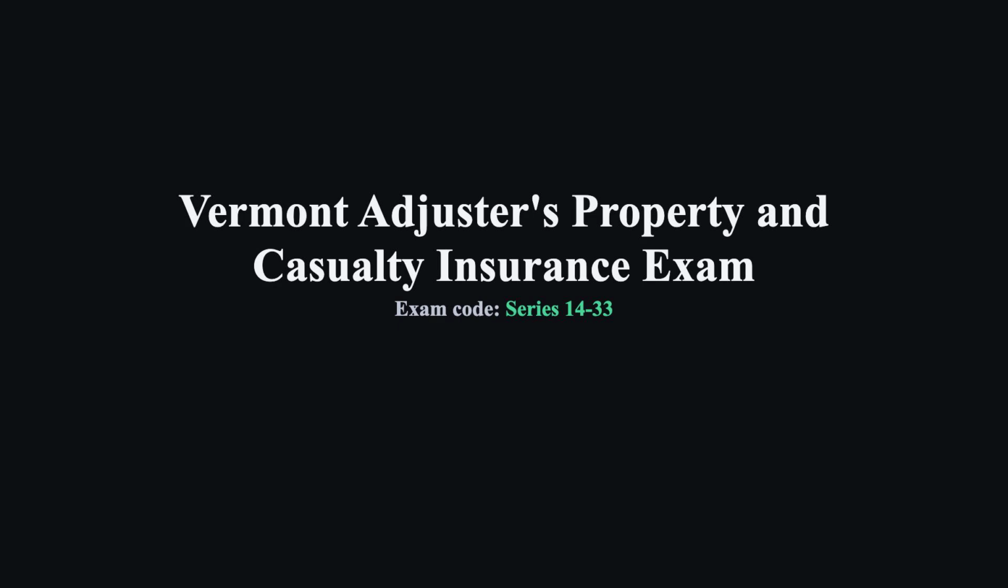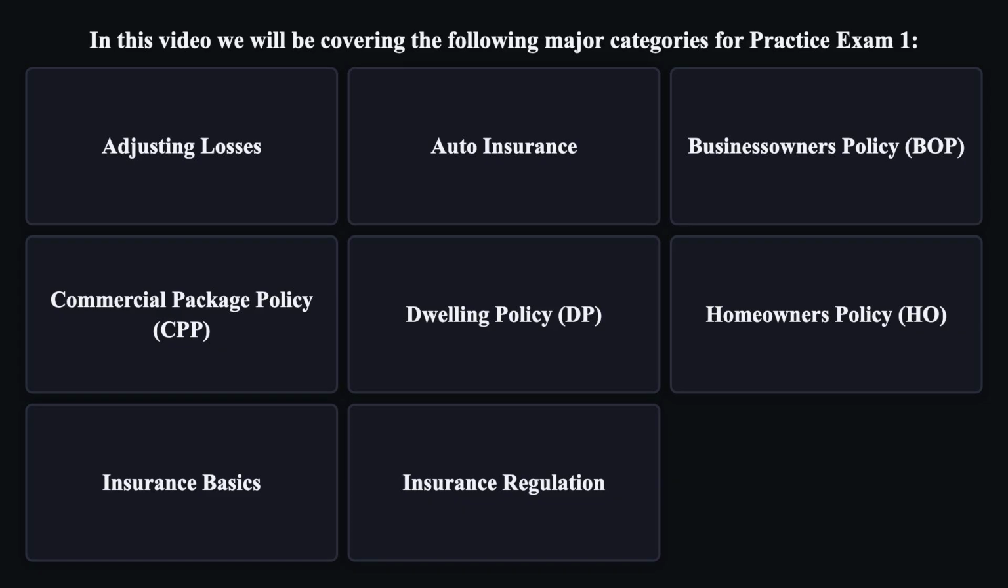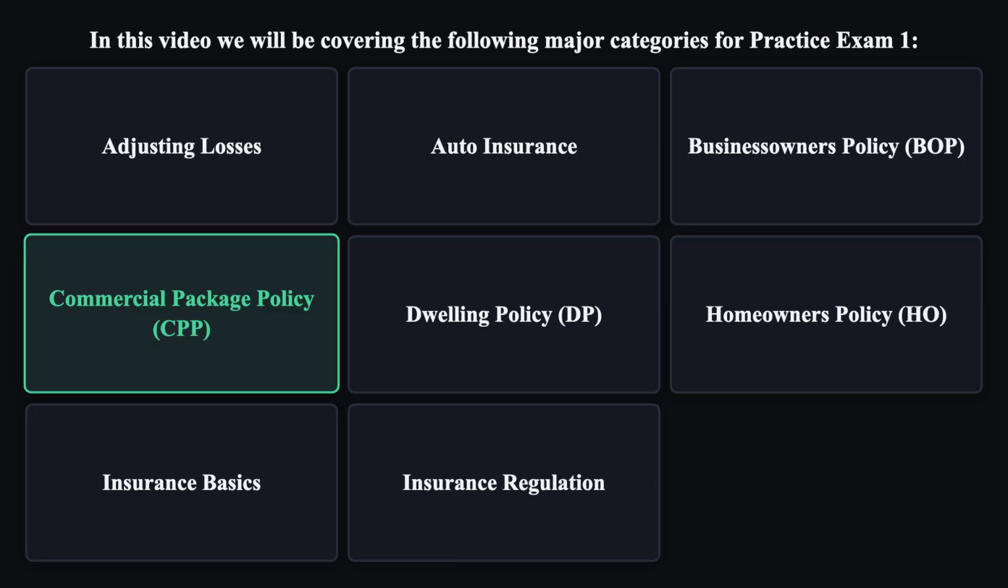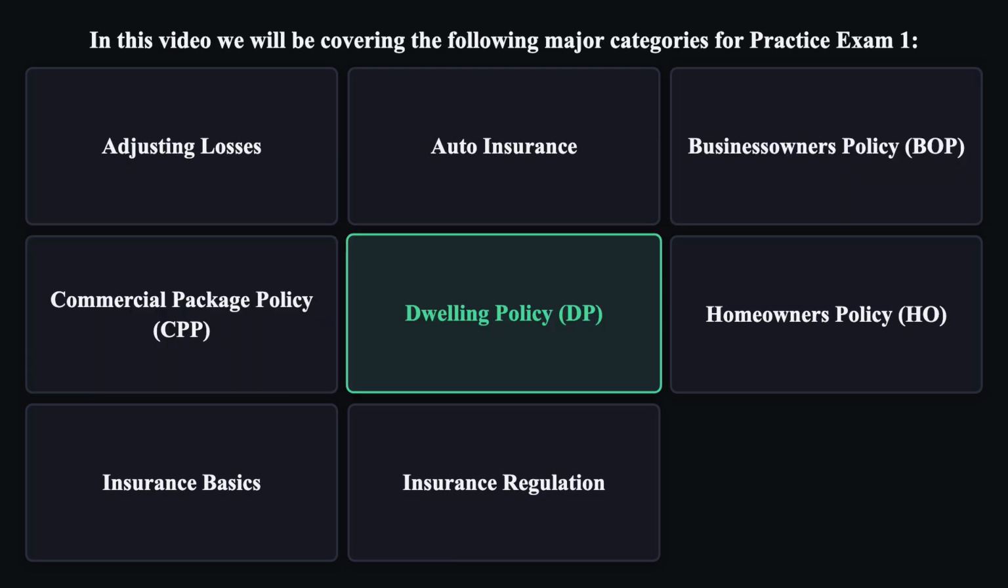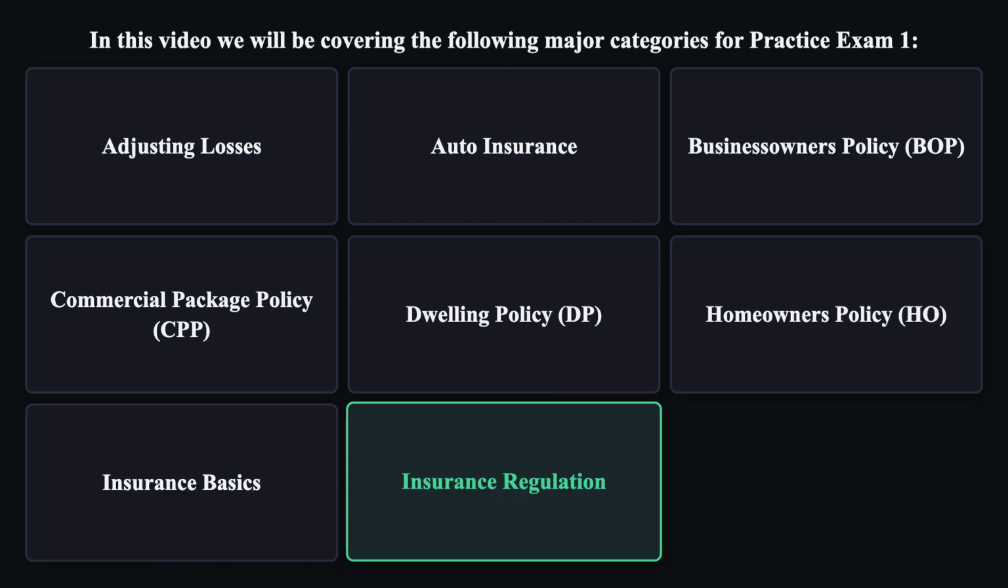Vermont Adjuster's Property and Casualty Insurance Exam. Exam code SERIES 14-33. There are 4 practice exams in this series. This video covers Practice Exam 1. The first 20 questions are free. In this video, we will be covering the following major categories for Practice Exam 1. Adjusting losses, auto insurance, business owner's policy, commercial package policy, dwelling policy, homeowner's policy, insurance basics, insurance regulation.